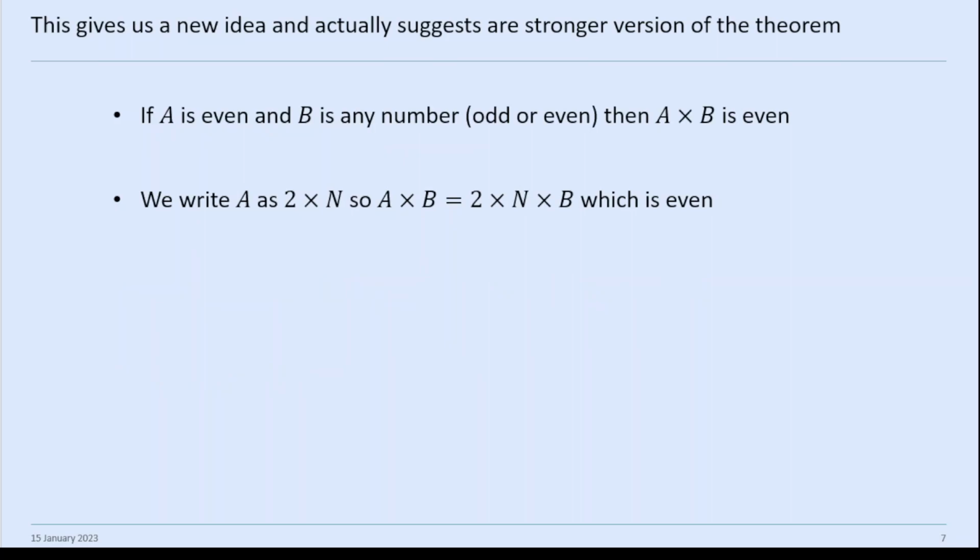But this proof also suggests a new idea and a stronger version of the proof, because if A is even and B is any number, odd or even, then A times B is still even. For instance, if we write A as 2N, then A times B is 2 times N times B. So it's 2 times N times B, which is a number. Therefore, A times B is even again.